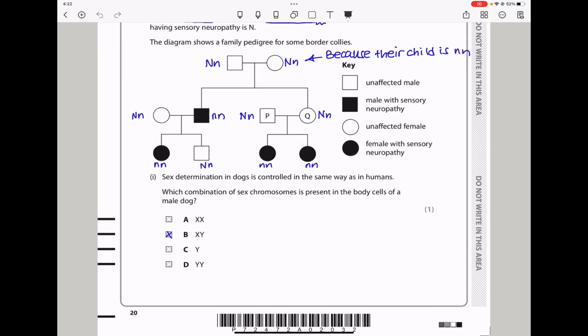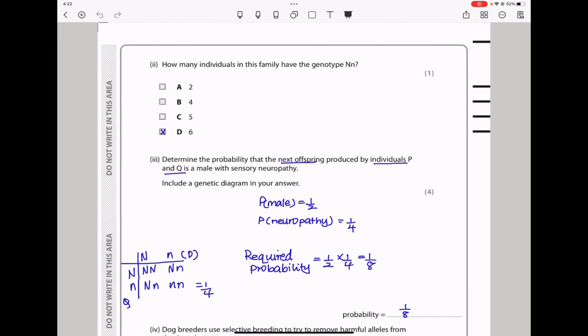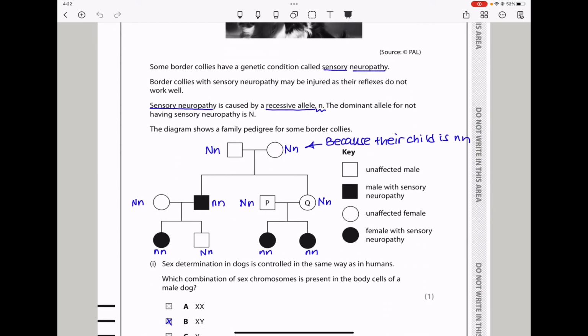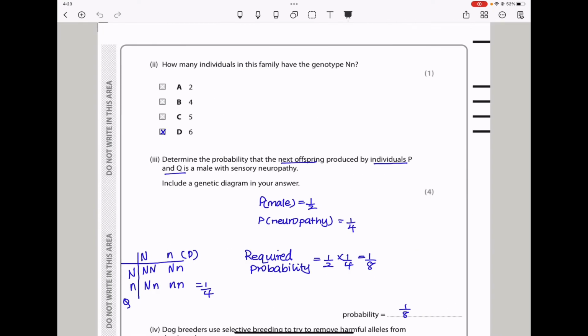So the next question says, sex determination in dogs is controlled in the same way as in humans. Which combination of sex chromosomes is present in the body cells of a male dog? It's going to be XY because it's the same way as in humans. Next they say, how many individuals in this family have the genotype capital N small n? If we go back here, we have 1, 2, we have 3, 4, 5, as well as 6. So there are going to be 6, and so D is my answer.